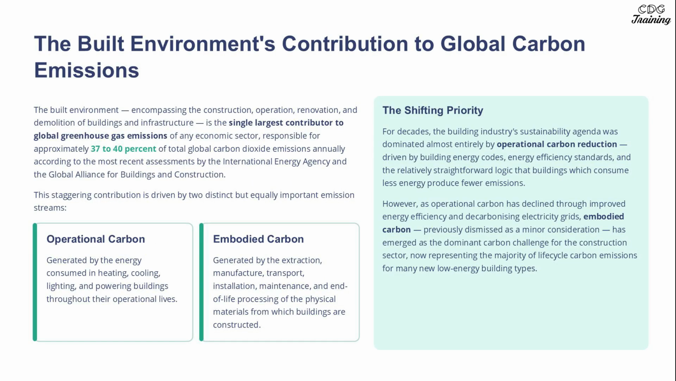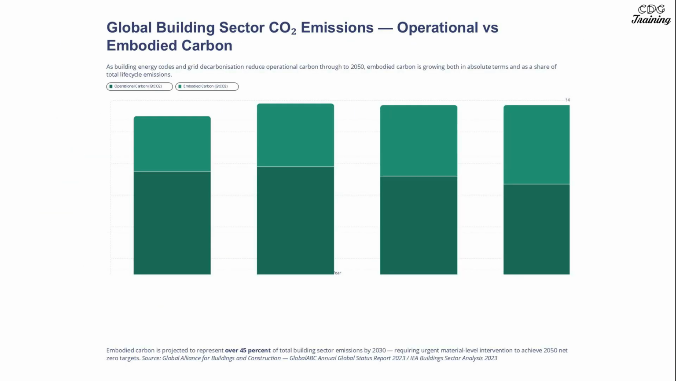The built environment is a major contributor to global carbon emissions, with operational and embodied carbon playing significant roles. Understanding these contributions is crucial for effective carbon reduction strategies. As we aim to reduce operational carbon, embodied carbon is becoming a larger share of total emissions. This shift highlights the need for targeted interventions in building materials.